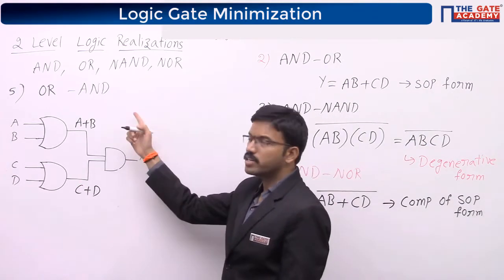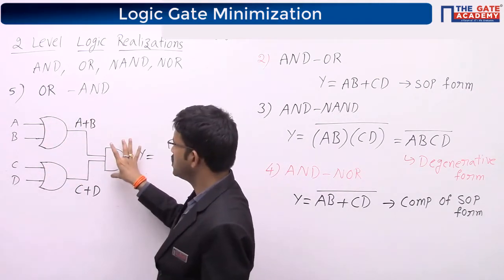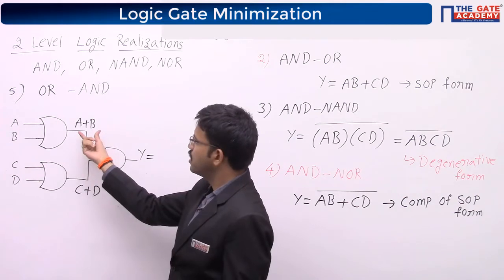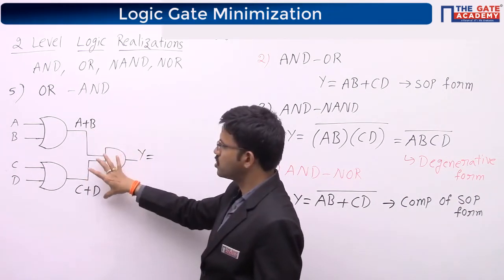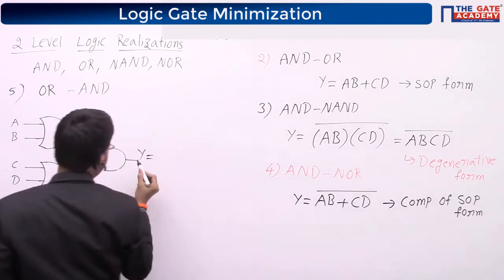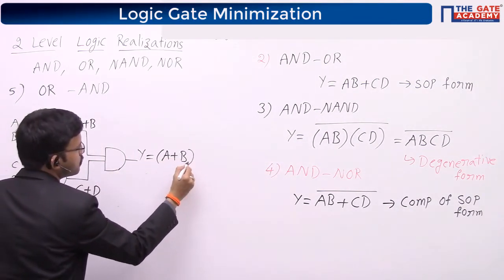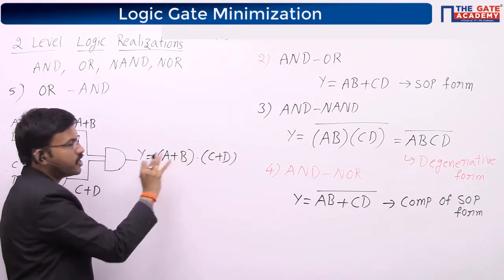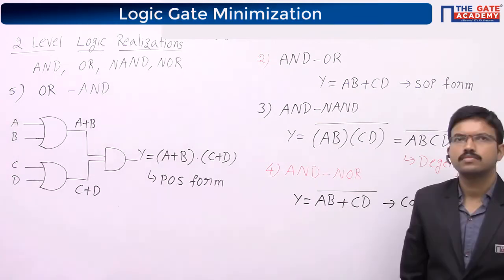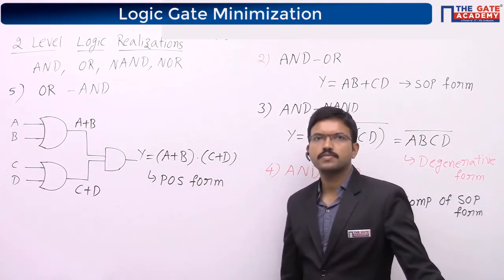Next one is OR AND. In the first stage I have considered OR gates, in the second stage I have considered AND gate. Here I am getting A plus B, here C plus D. The product of these two terms: y equal to A plus B and C plus D. Now just observe, I have two sum terms which are multiplied together, that means POS form. Like that you try to find out the remaining cases.